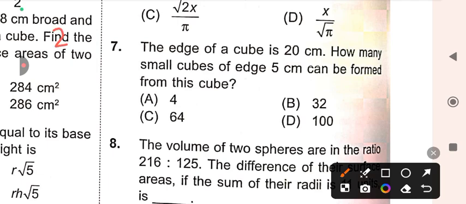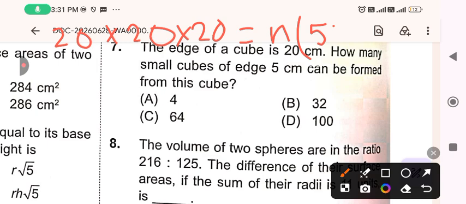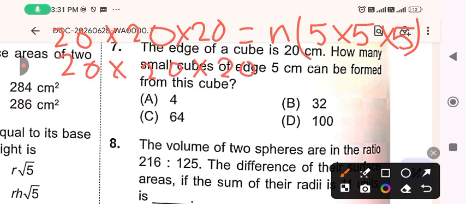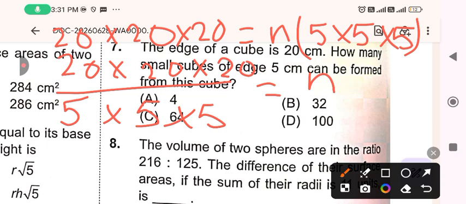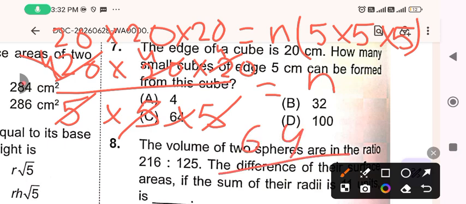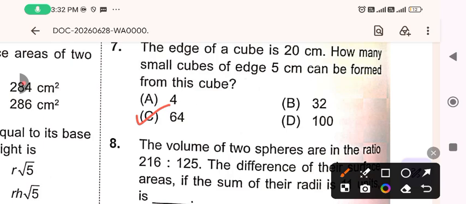So we can get it as 20 into 20 into 20 is equal to n number of 5 into 5 into 5. So from here we get 20 into 20 into 20 upon 5 into 5 into 5 is equal to n. We can cancel it like this, 4 times 4 times 4 times. So 4 into 4 into 4, that is equal to 64. Option number 3 is correct for this question.